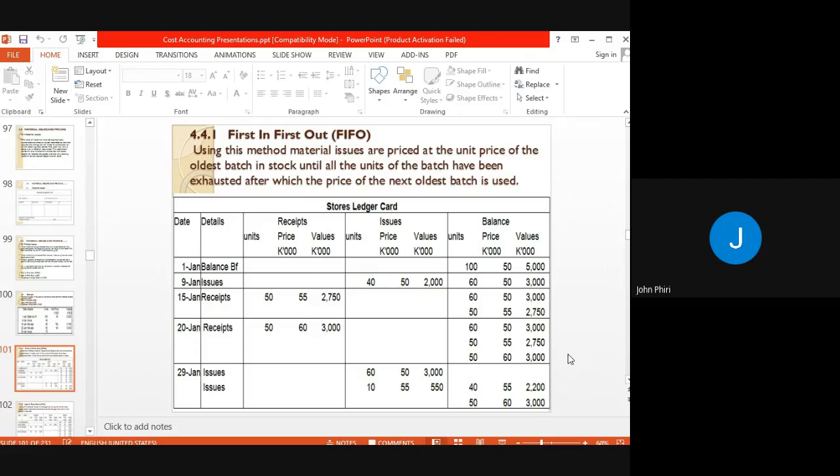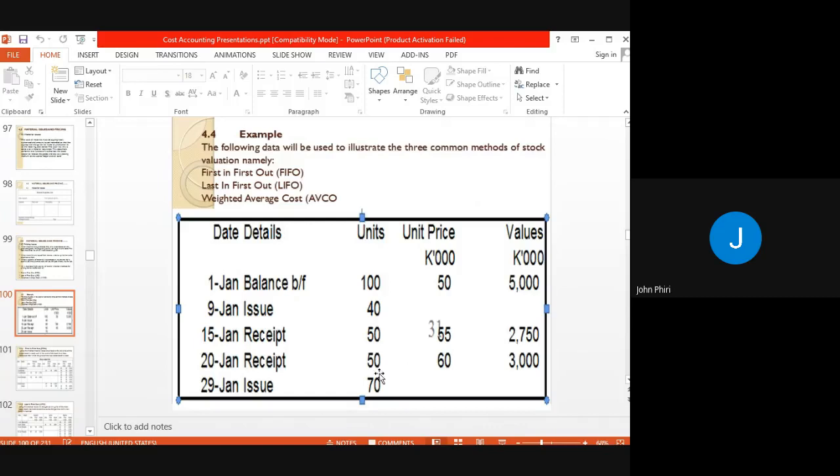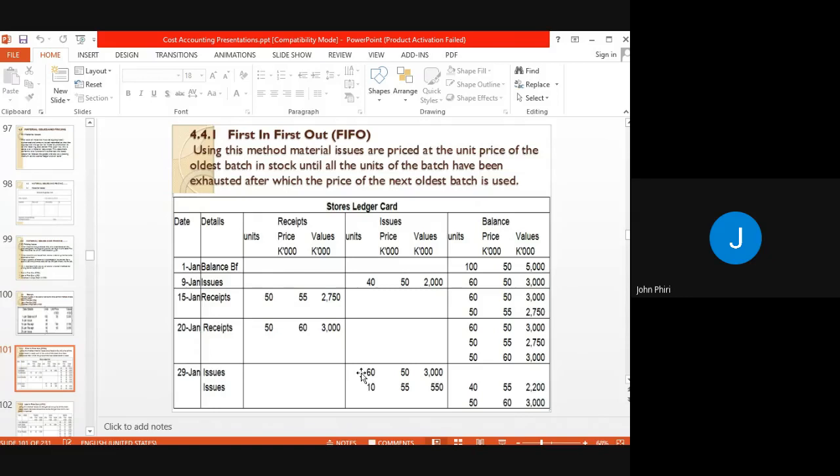And if this, we had said we are issuing how much? Let's go back here. We're issuing 70. Have you seen that? We're issuing 70. That's what it says there. So we'll get the whole balance and put it there at that price, 50. Then it's 3,000. So we're going to issue 70. We have taken the balance. We still have 10. So where are we going to get the 10?